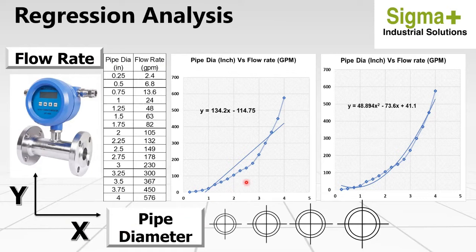What you can see here is that both scatter diagrams are the same scatter diagram, but the only difference is that in the first I take a linear trend line, the equation y equals 134.2x minus 114.75, and in the second scatter diagram we have a quadratic trend line, and the nonlinear equation is y equals 48.894x squared minus 73.6x plus 41.1.